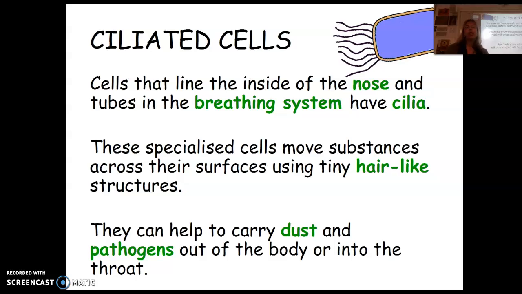And what the cilia do is they waft the mucus that's got the dust and the bacteria trapped in it, and they waft it out of our breathing system to help us cough it or sneeze it out. So this is a physical way that our body is trying to stop pathogens from getting into our system. So if you can pause the video and copy the notes and then start again.